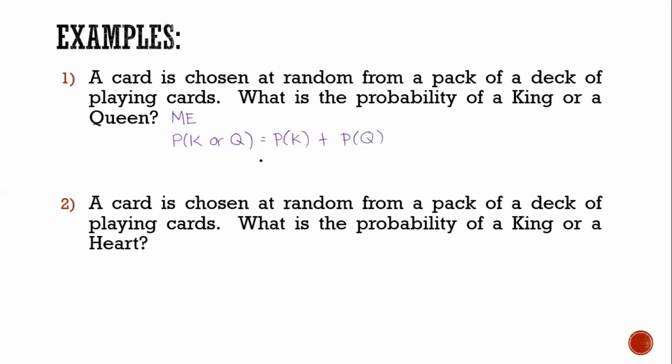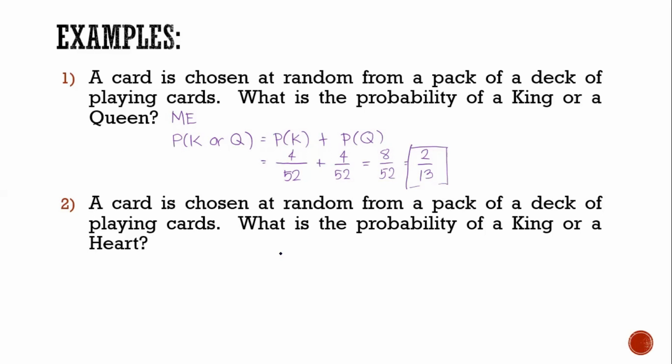Let's analyze the probability of a king. In a deck of cards, we have 52 cards. How many kings are there? 4. So the probability of a king is 4 over 52. The same goes with the queen. The probability of the queen is 4 over 52. Adding them, it will become 8 over 52. Then we have to reduce our final answer, which is equal to 2 over 13. So the probability of getting a king or a queen is 2 over 13.